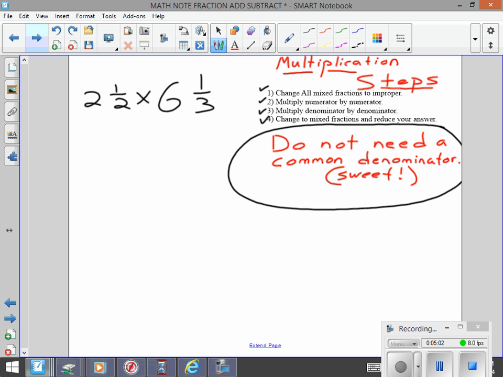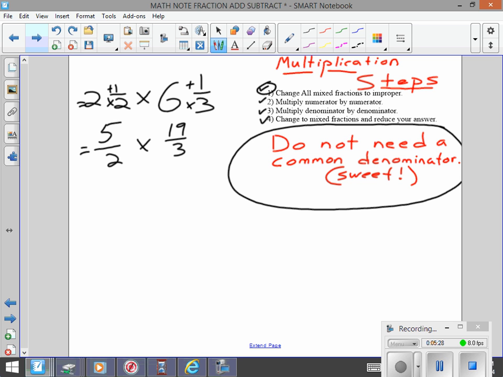Change all mixed fractions to improper. All right, easy peasy. So 2 times 2 plus 1 would be 5, and the denominator stays the same. Equal signs there. Okay. 3 times 6, 6, 12, 18, plus 1 is 19. And our denominator stays the same. All right, first step done.